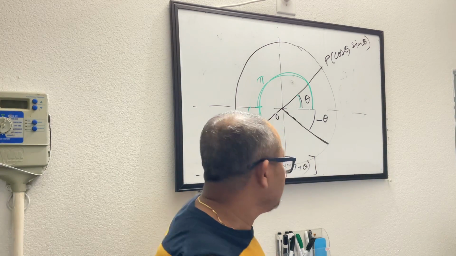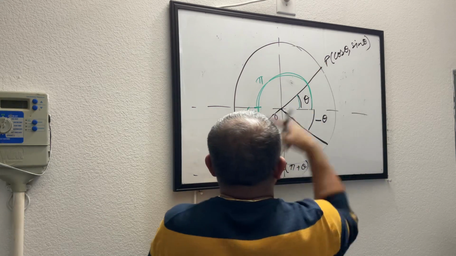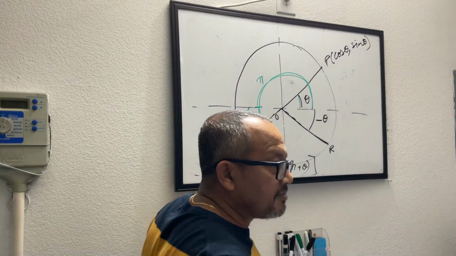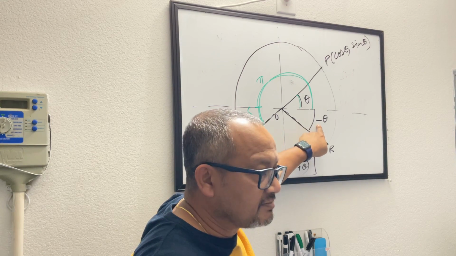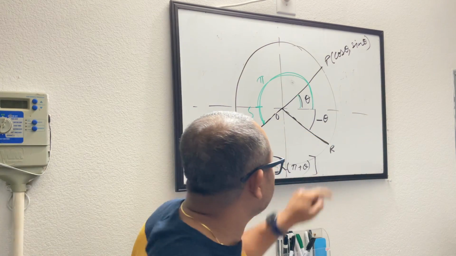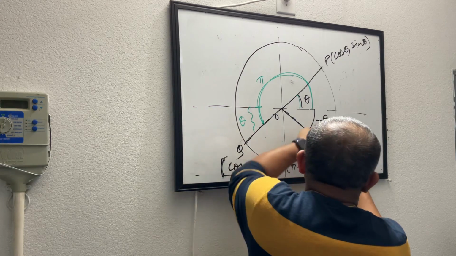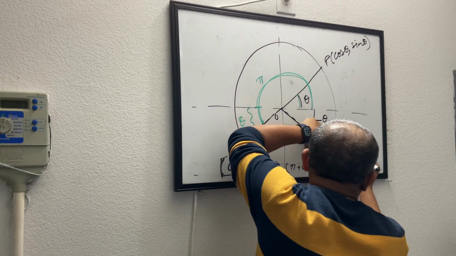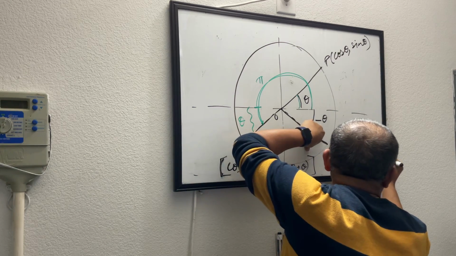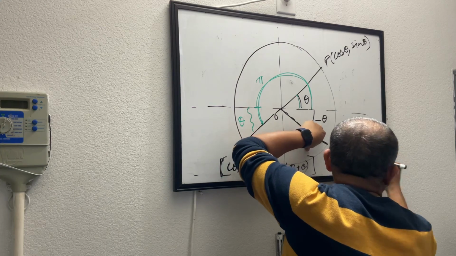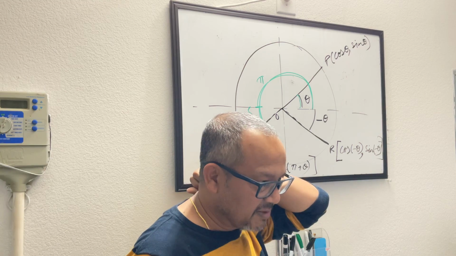Is that okay? So if this point is, let's say, R, what is the angle that it makes with the positive x-axis? Minus theta. Yeah? So it will be cos of minus theta and sine of minus theta. Is that okay? Khushi, Samriddhi, Vishal, Tony, everybody with me?